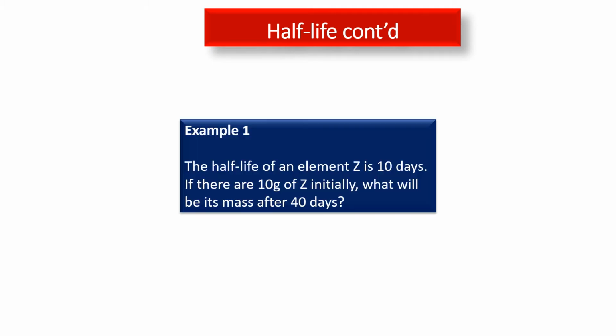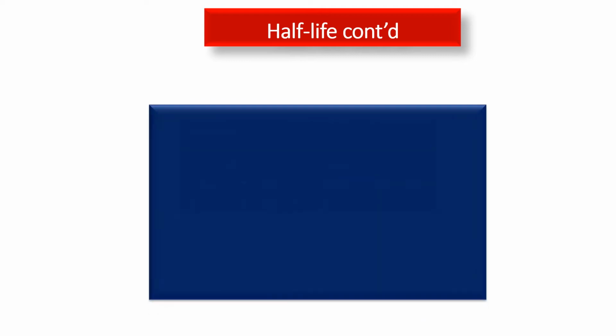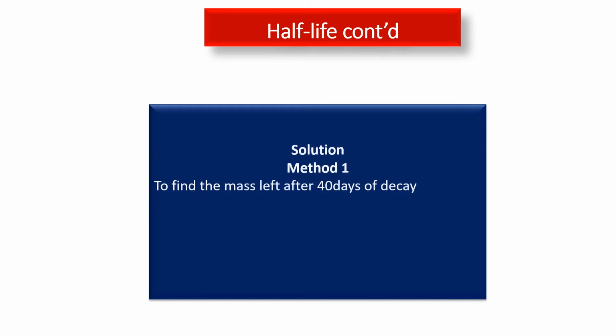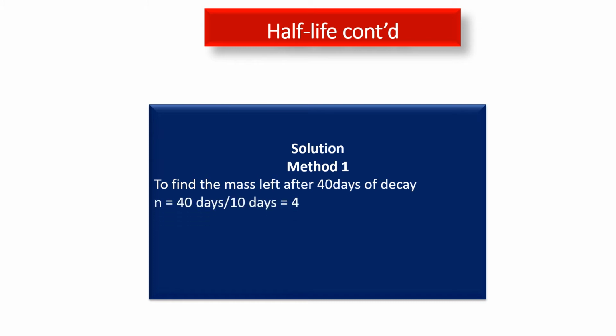Let us look at this example. The half-life of an element Z is 10 days. If there are 10 grams of Z initially, what would be its mass after 40 days? So how do we solve this question? To find the mass that will be left after 40 days of decay, we know that n is equal to the period of decay over the half-life, and that gives us 40 divided by 10, which is 4.